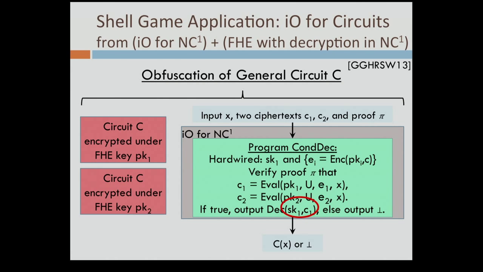So one thing I want to point out about this program is that it doesn't have SK2. It just decrypts the first ciphertext. After verifying the proof, it just says, okay, now I'm just going to look at the first ciphertext and decrypt it with SK1.